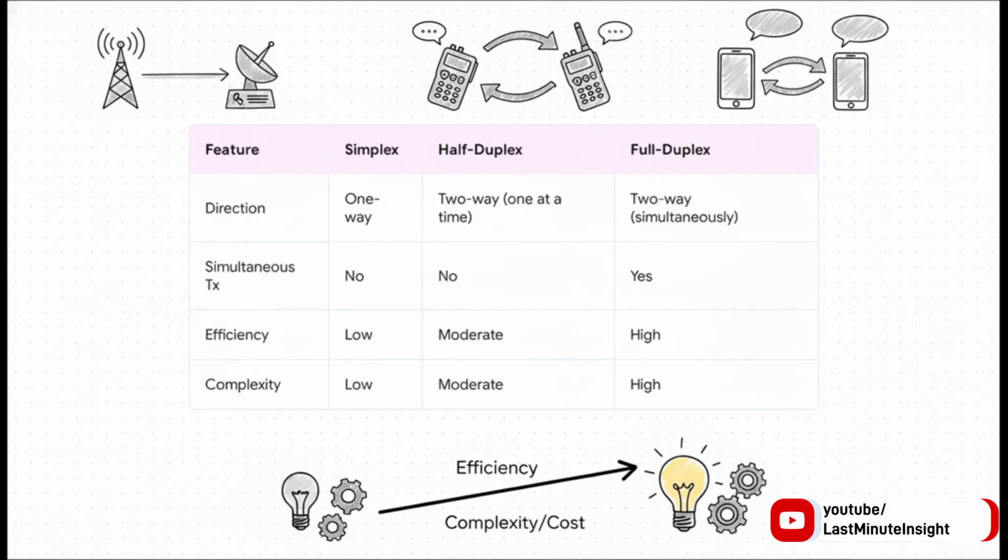So let's just recap that really quick. Simplex is a one-way street. Half duplex is a two-way street, but it only has one lane, so you gotta take turns, and full duplex is a multi-lane superhighway. You can see there's a clear trade-off here. As you move towards full duplex, the conversation gets way more efficient. But as you'd expect, the technology behind it gets a lot more complex.